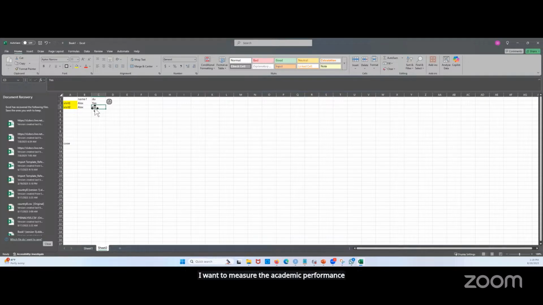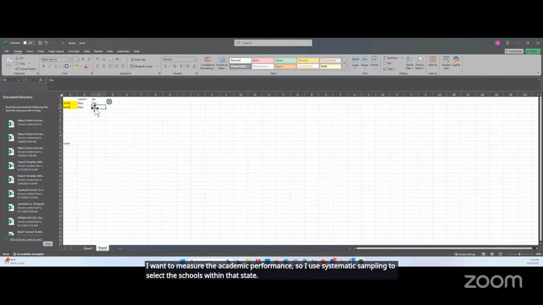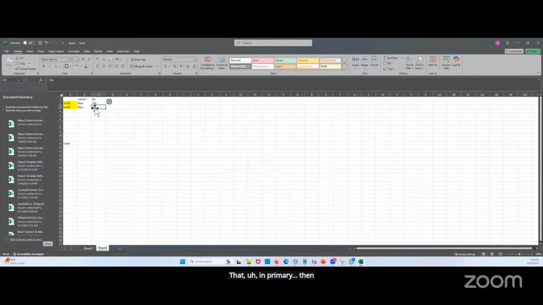So I use systematic sampling to select the schools within that state that are in primary. Then I'm conducting a survey. I'm giving out a questionnaire to those in primary 6 for the schools I've sampled. So will I need to apply weights or PSU and strata?